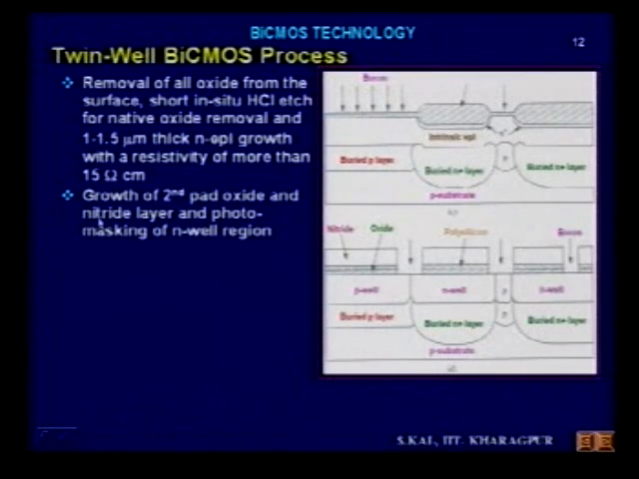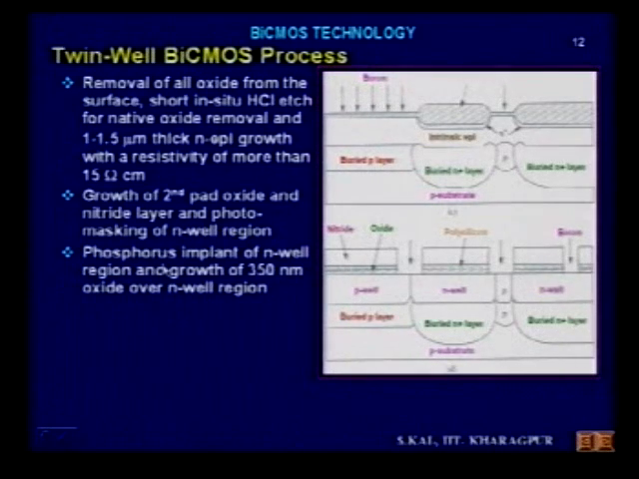Next step is growth of second pad oxide. After the epi layer is formed, then grow second pad oxide and nitride layer and photomask the N-well region. Now we have to form the N-well. Okay? Next step is phosphorus implant for N-well and growth of 350 nanometer oxide over N-well. So this is the N-well here.